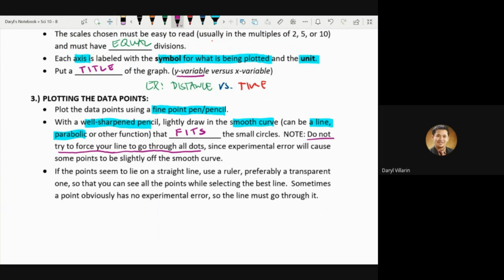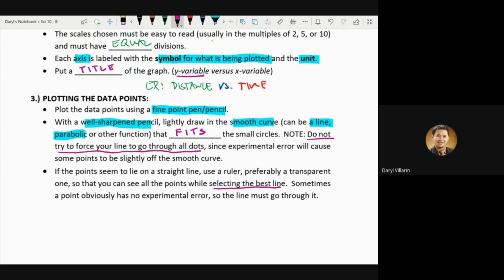So if the points seem to lie in a straight line, use a ruler, preferably a transparent one, so that you can see all the points while selecting the best line. So the best line that would fit all these small circles, or your data points, the ones that you plotted. Sometimes a point obviously has no experimental error, so the line must go through it.